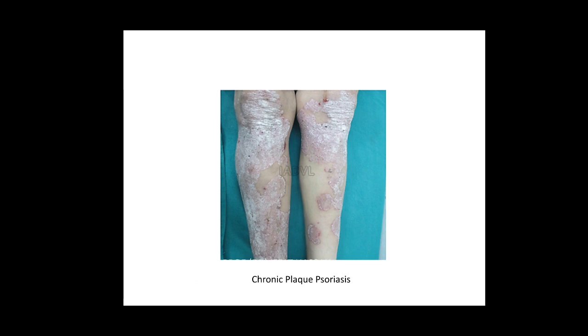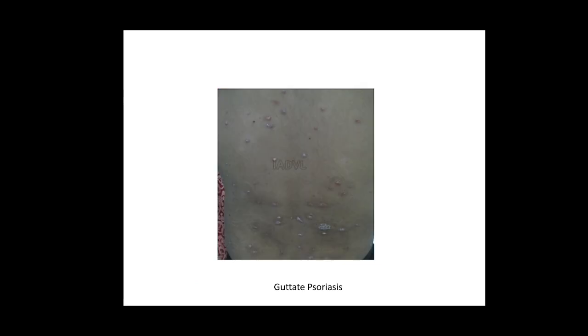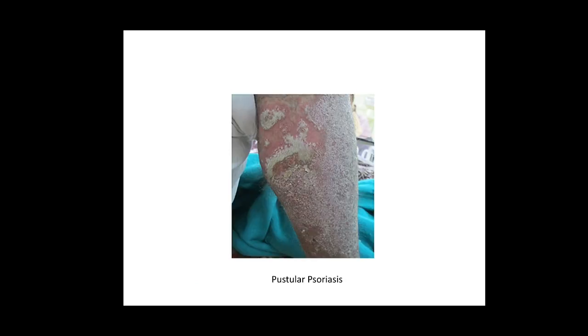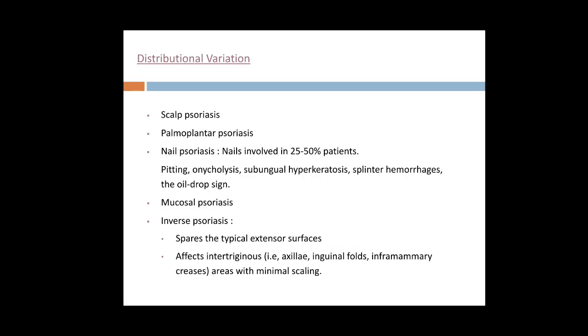This is chronic plaque psoriasis. You can see a huge area basically affecting the extensor surface of the leg. Guttate type of psoriasis: this is multiple psoriatic plaques and papules present all over the body. This is erythrodermic psoriasis. Erythrodermic psoriasis basically means there is more than 90% of body surface area involvement. This is pustular psoriasis, where you can see multiple small pustules and many coalescing to form a huge pustule.